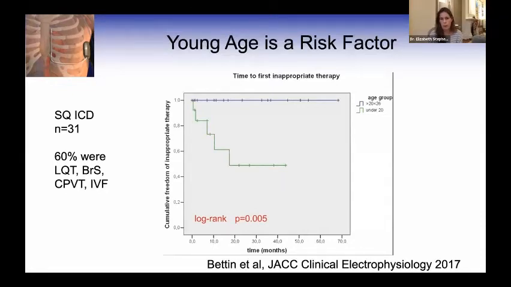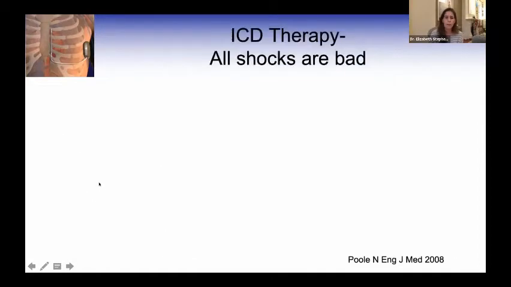And we know this from our transvenous experience as well, that we see a higher rate of inappropriate shocks. But this is really quite impressive. And important to note that, like a lot of the sub-Q ICD papers, the majority of these are inherited arrhythmia patients included. So this really is relevant to the group of patients that we're talking about now.